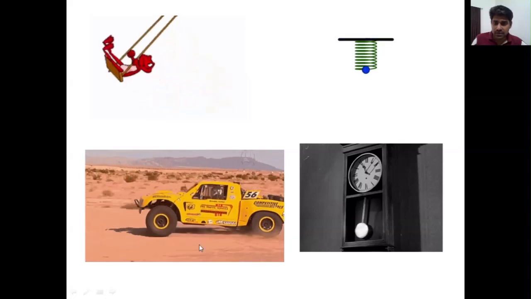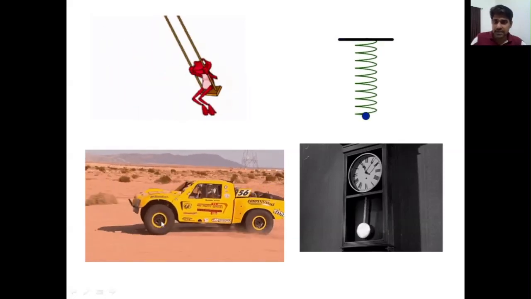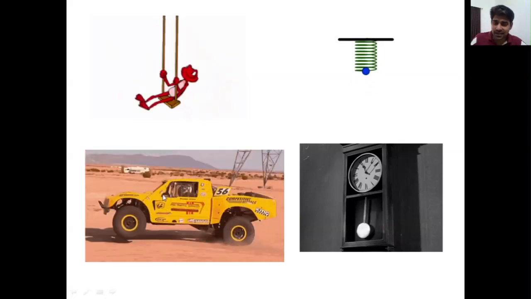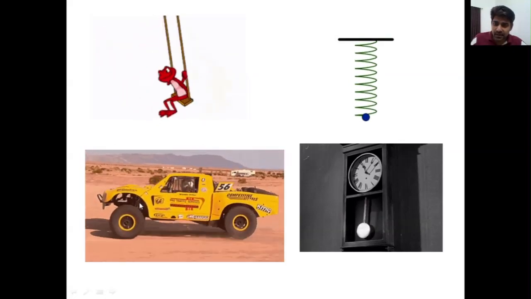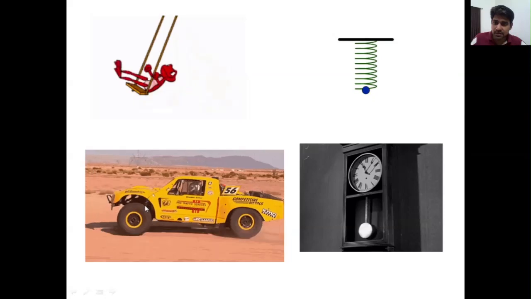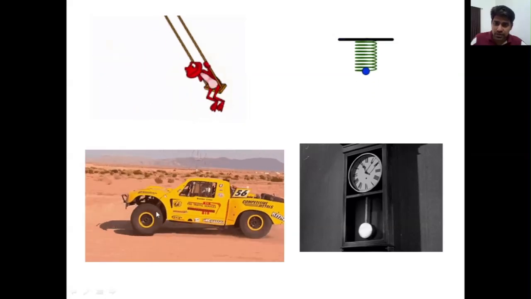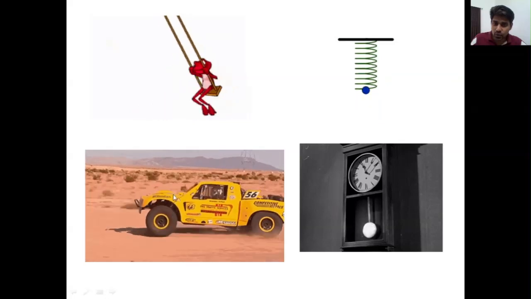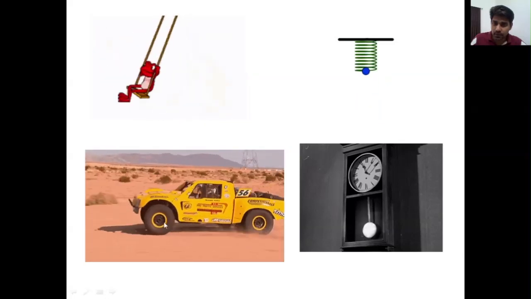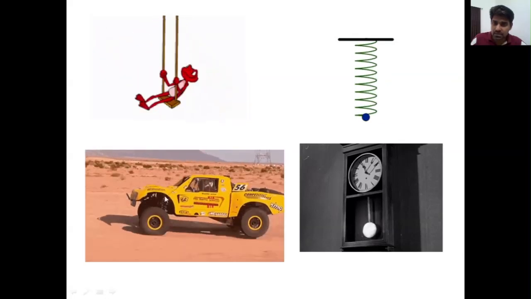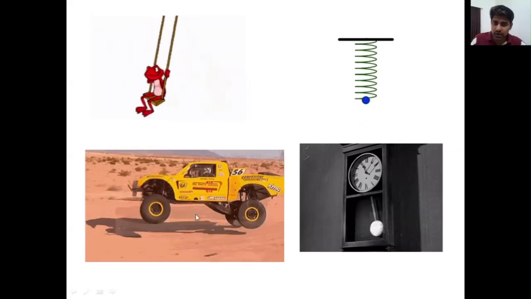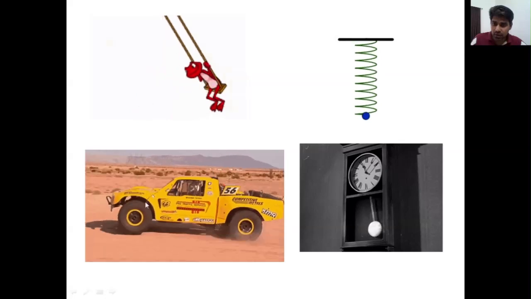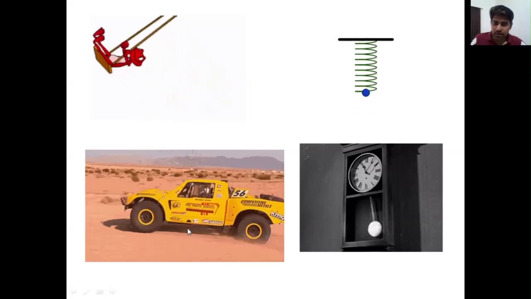Now when you consider this car example, it's a monster truck, I guess. You can see the shock absorbers of these particular wheels. These shock absorbers are moving in a perfectly straight line, to and fro, up and down. So that's also a simple harmonic motion. I'm not talking about other motions, I'm just talking about the motion of the spring. It is a simple harmonic motion, up and down in the same path.